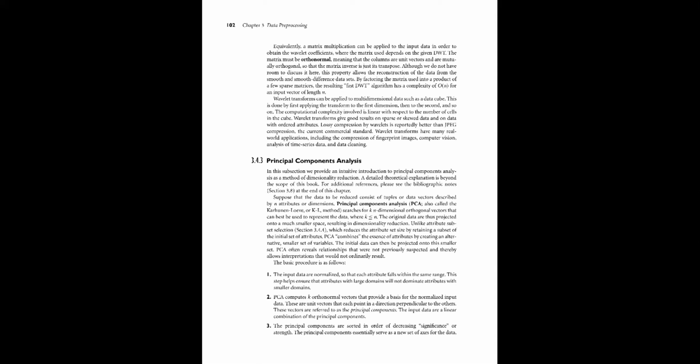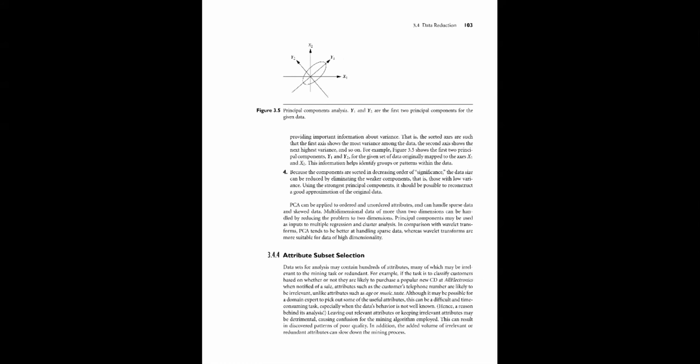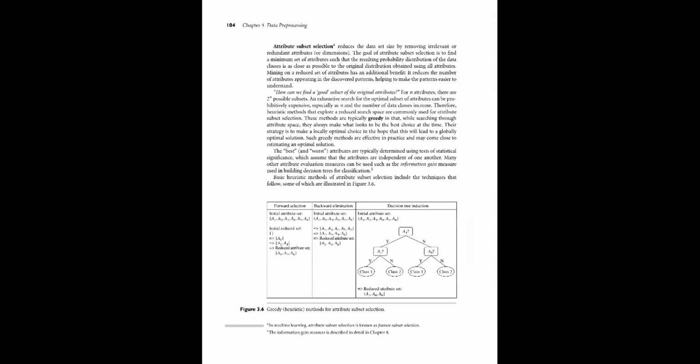Wavelet transforms, principal component analysis, and attribute subset selection are generally called greedy heuristic methods. For example, consider attribute subset selection. In this diagram, which shows heuristic methods of attribute subset selection, we mainly use forward selection, backward elimination, and decision tree induction.